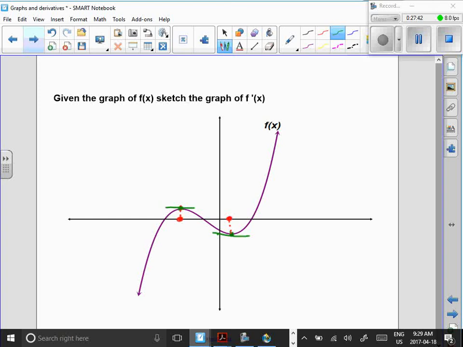What are the slopes of the tangents? Slope of the tangent here would be positive. I don't care what the y values are, the slope of the tangent is positive. Slope of the tangent is less positive here. It's very positive, gets less positive until it hits 0. We're graphing the slope of the tangent.